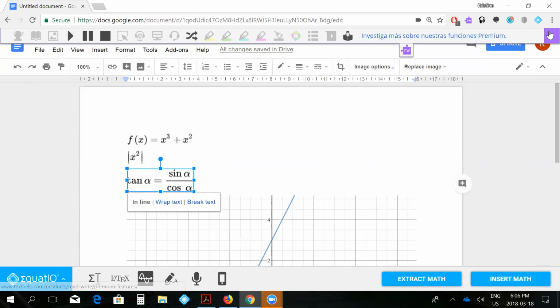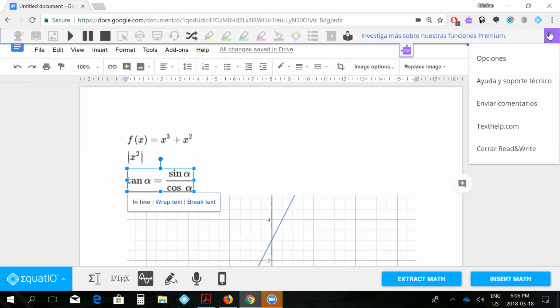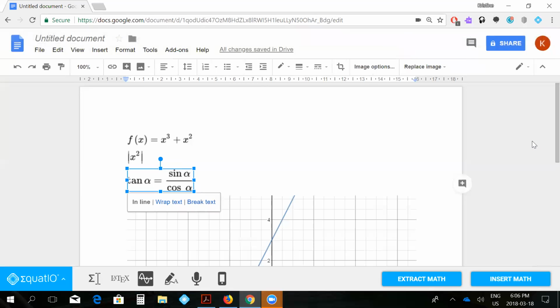And so your equations can also be read to you. And that is all for this tutorial.